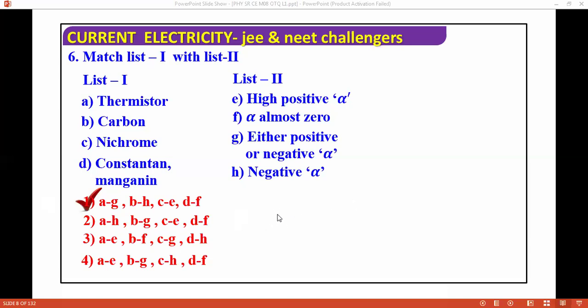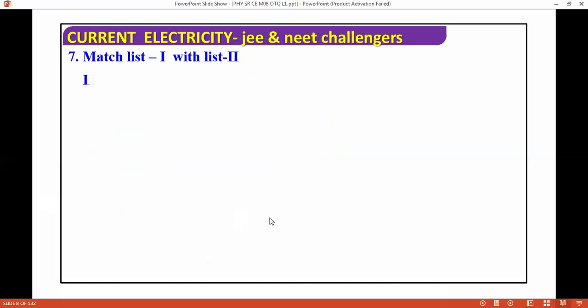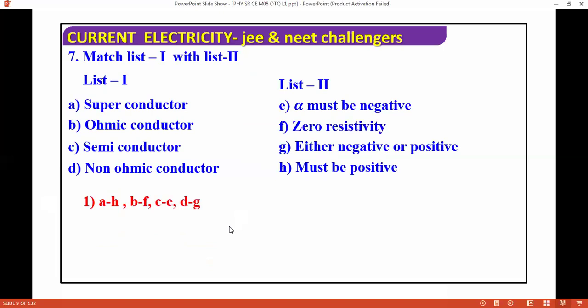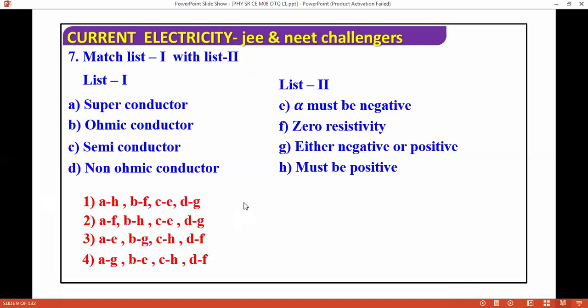Next question we are moving with list one. We have already list two, I'm giving you: superconductor, ohmic conductor, semiconductor, non-ohmic conductor. It's an easy question, so this question is not to be left. If you know the concepts, you can do the question easily. If you attempt this question, the answer key will come.